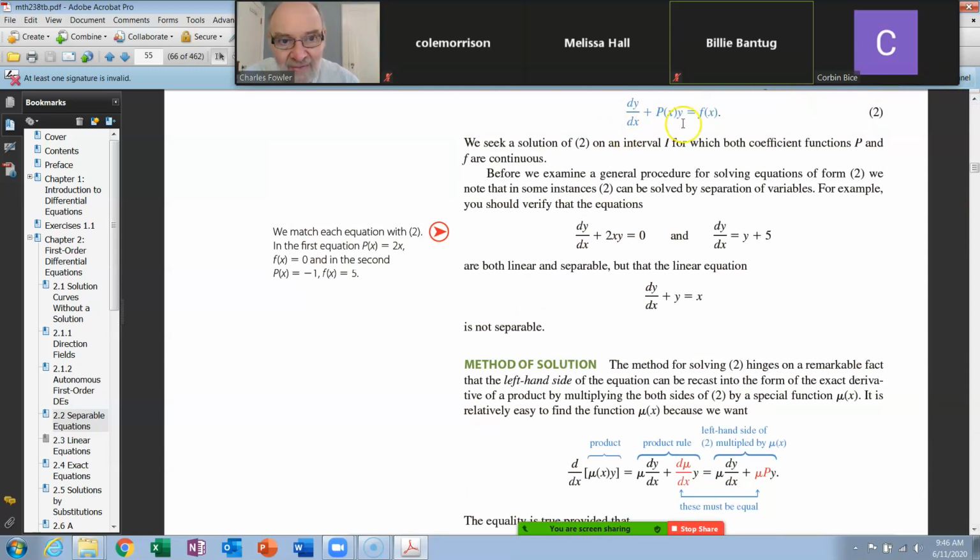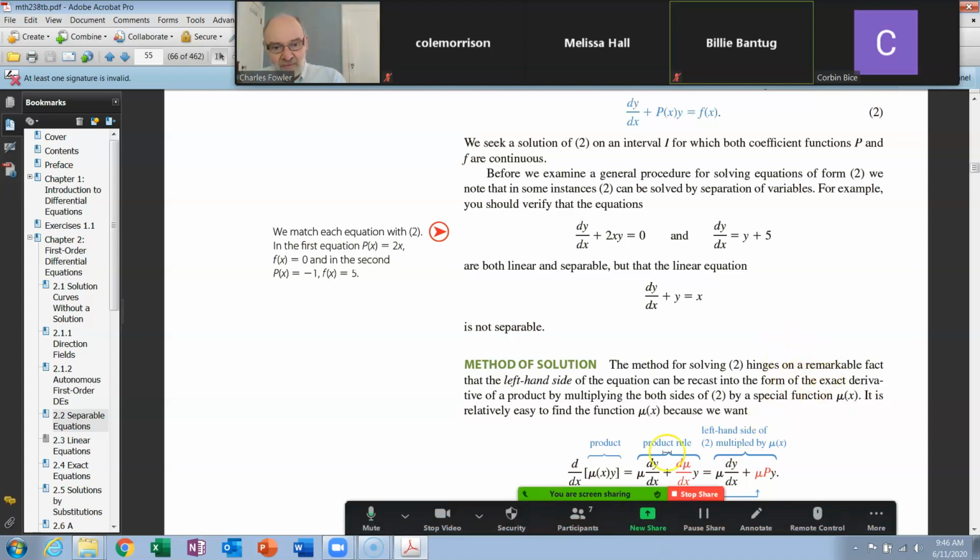This one right here. The left-hand side can be recast, is the term they use for it, into the form of an exact derivative of a product by multiplying both sides of an equation by a very special function, mu of x. That's pretty nebulous, isn't it? They haven't told you what mu of x is. That's what the rest of this analysis is going to be, trying to figure out what function, mu of x, will make this magical thing happen.